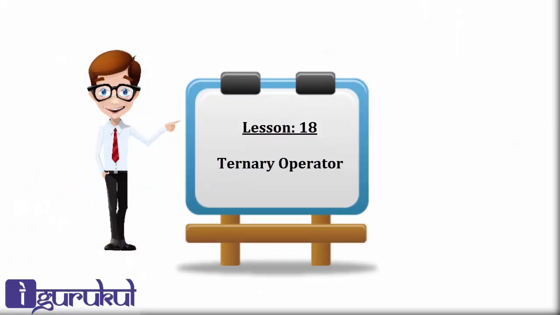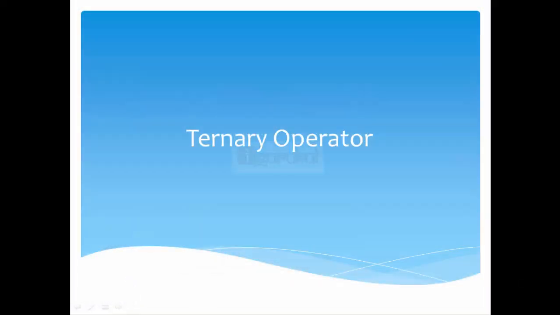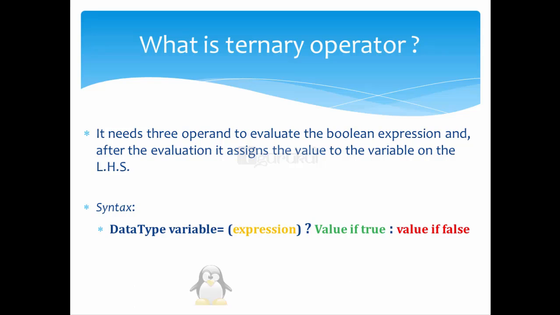In this tutorial, we will learn about ternary operator. Ternary operator is also known as conditional operator. So basically, ternary operator needs 3 operands to evaluate the Boolean expression. And whatever will be the result, it will assign that result to your variable.